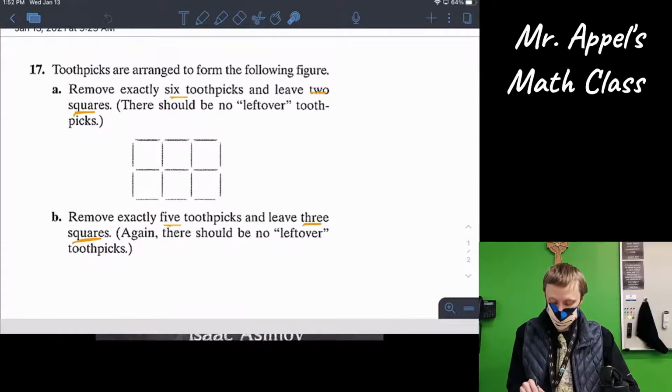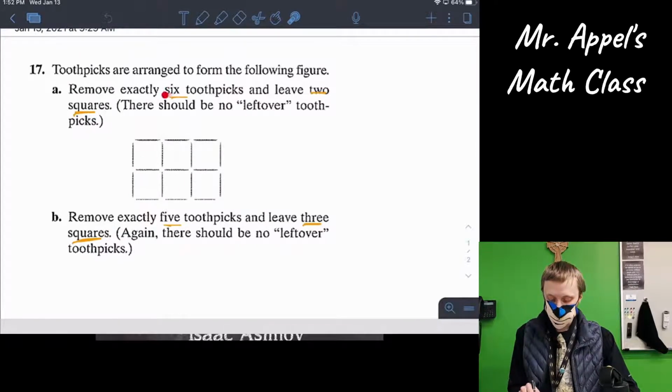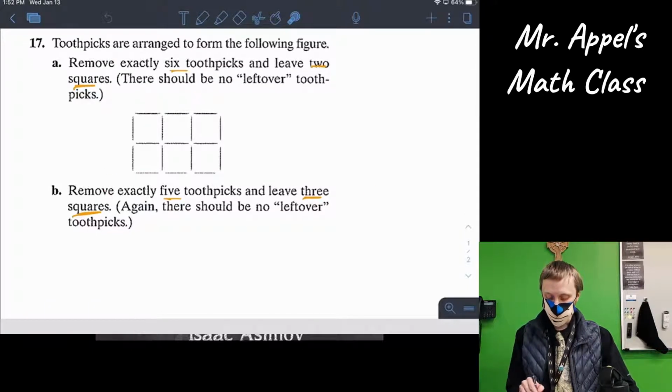Here we have a 2 by 3 square arrangement. From this, we want to remove 6 toothpicks and leave 2 squares. Okay. And then in part B, remove only 5 toothpicks and leave 3 squares.